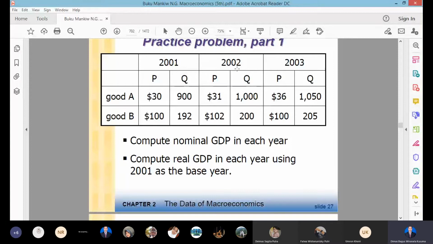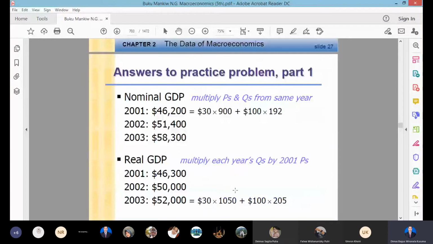So in every calculation of other years, you must use the price of 2001. For example, the GDP of 2001 is simply good A plus good B using the P and Q of 2001. But for 2002, the price used is the price of 2001 times the Q of 2002, and for good B, 100 multiplied by 200. Please look here. So every year uses the price based on 2001, and you get different numbers.